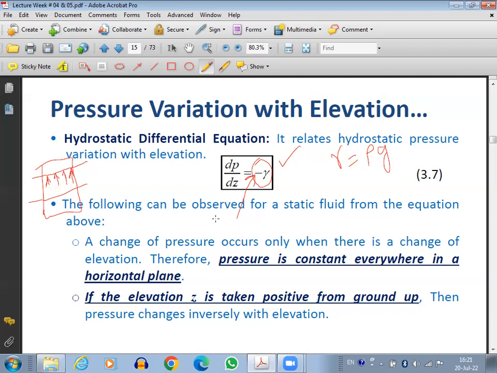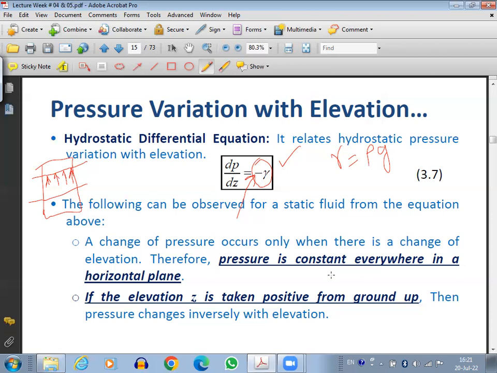Okay. So this thing is visible by the negative sign here. The negative sign signifies that the relationship between the pressure and elevation is inverse. If you increase the elevation from the ground, the pressure will reduce. And if you decrease the elevation, if your elevation is going down, then pressure will become high as you move down. Is it clear? So change of pressure occurs only when there is a change of elevation.